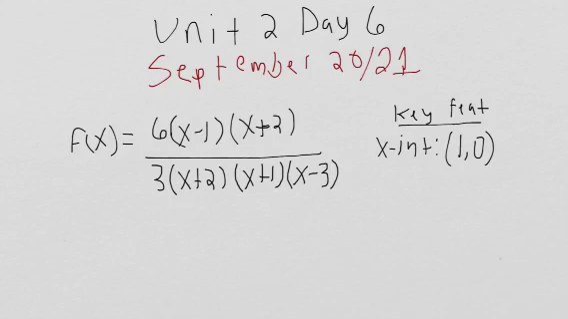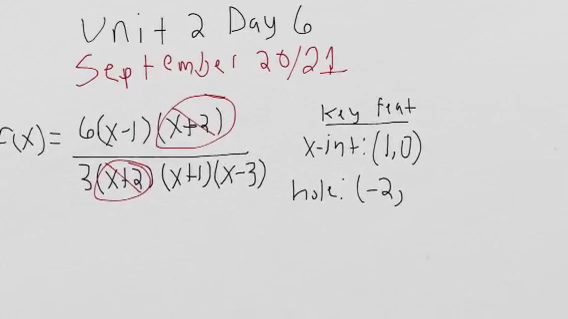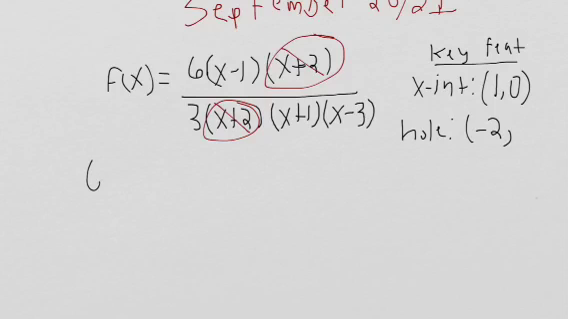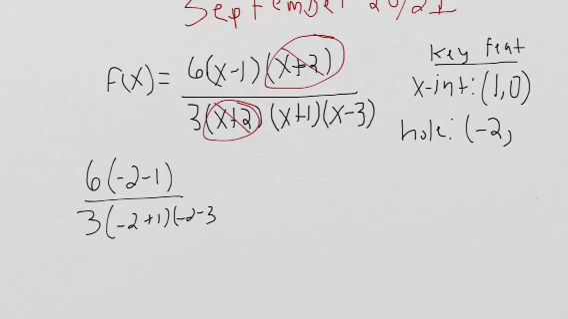All right, and then we notice that there is an x plus 2 factor on top and an x plus 2 factor on bottom. So that means we must have a hole at x = -2. Now to determine the y value of that, we're going to plug that into the rest of the factors. So let's just sidebar over here really quick. So we do 6 times (-2 minus 1) divided by 3 times (-2 plus 1) times (-2 minus 3).